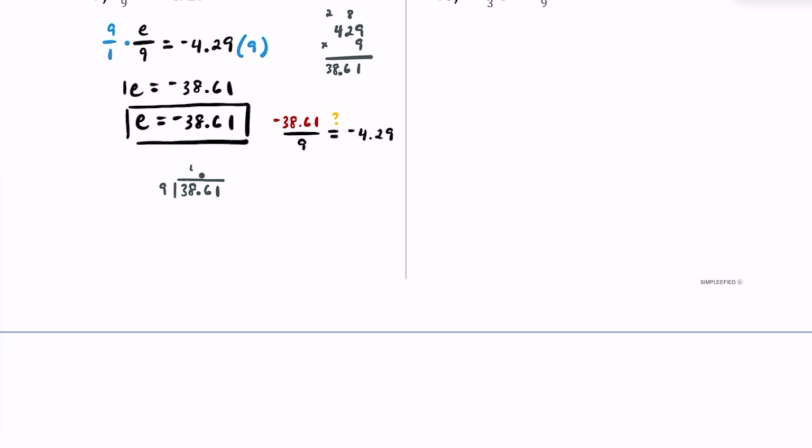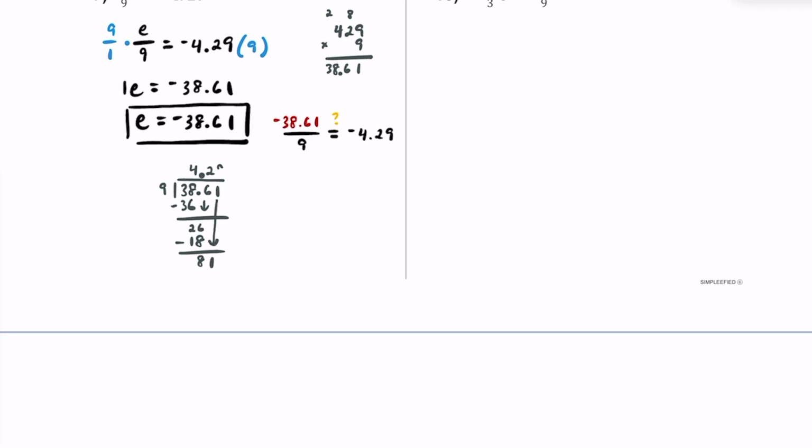9 goes into 38 4 times. That's going to be 36. If we subtract here, that's going to be 2. Bring down the 6 here. Let's see, 3. No, I'll go with 2 here. 2 times 9 is 18. 26 minus 18 is going to be, let's see, 8. Bring down the 1 here.